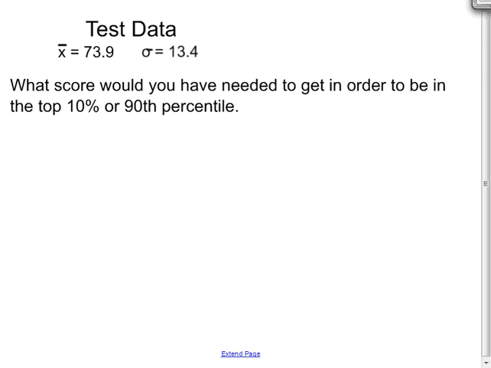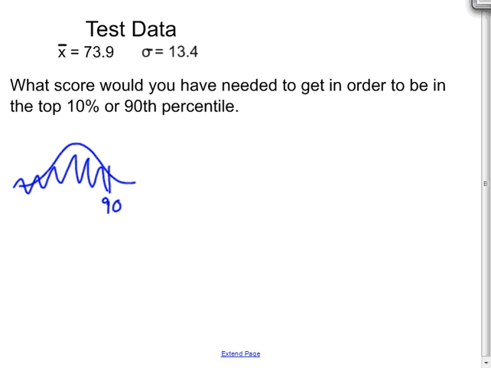So back to our data. My mean is 73.9. My standard deviation is 13.4. I need to know what score I would need in order to be in the top 10%. So what the calculator will help us do is find our z-score for us. We also can do that by hand, so we're going to do it both ways. So if I take a look at my chart, I need to be in the top 10% or in the 90th percentile. So from 90 on down. So I now need to find my z-score.